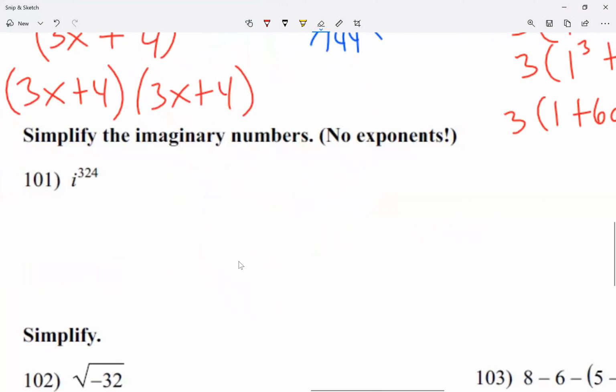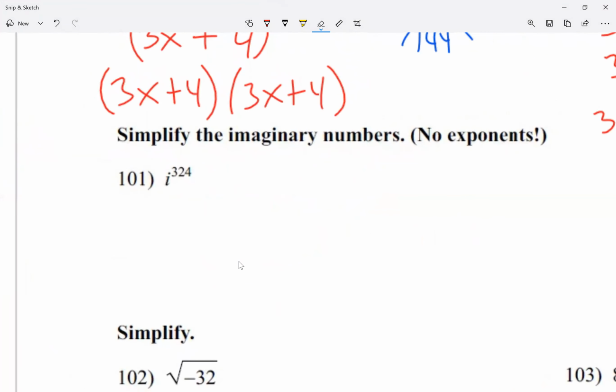All right, then simplify the imaginary numbers, no exponents. Okay, so I've got to do this real quick. Now, we talked about this at the beginning of the week, right? If you go back to your notes, question number 72, I need my exponents to be i to the 1, to the 2, to the 3, or to the 4. I need my exponent to be to the 4th, so I'm going to subtract any multiples of 4.